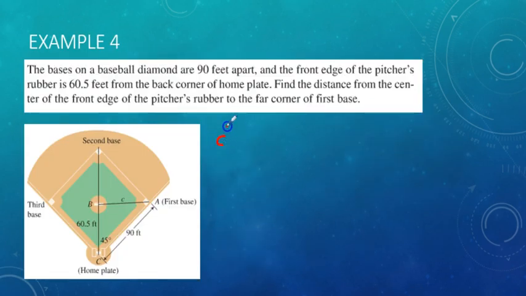So for our example, c squared equals 60.5 squared plus 90 squared minus 2 times 60.5 times 90 times cosine of 45 degrees.